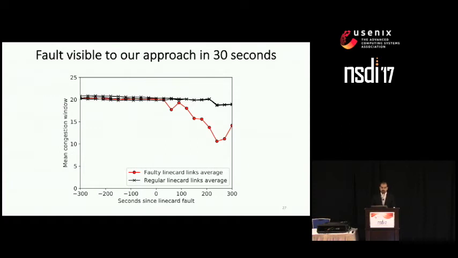So this graph over here depicts the congestion window on a per line card basis for all the flows traversing that line card for the 30 hosts that we monitored. The x-axis is seconds since the line card fault. So negative values on the left are going to be before the fault occurred. The y-axis is the mean congestion window for flows. There's 4 series. 3 of them are in black, correspond to the non-faulty line cards, and these stay very close to each other for the entire time. The red series corresponds to the line card where the software fault occurred.